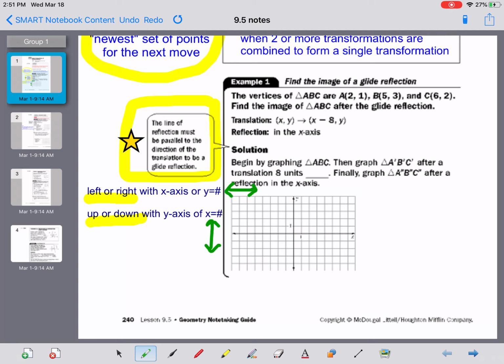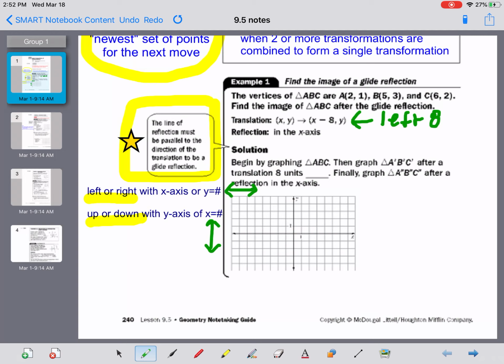So this first one, if you notice up here, we have x minus 8. If you recall this from chapter 4, this should move our graph to the left 8 because it's dealing with the x. Anything with x is left or right. Anything with y is up or down.